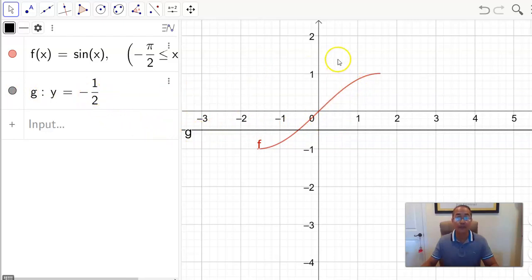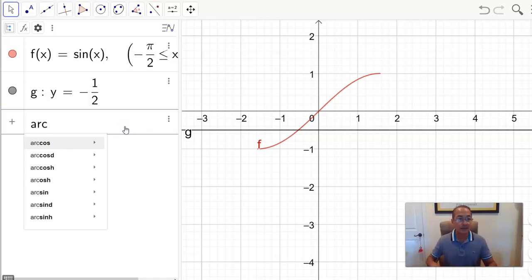Any horizontal line will intersect that graph at most once. Obviously if you go beyond 1, you're not going to intersect the graph at all, and there's nothing wrong with that. So with that, we can now graph the inverse function. We are going to construct a function now where the domain of the inverse function is -1 to 1, and the range is from -π/2 to +π/2. GeoGebra can do that for us.